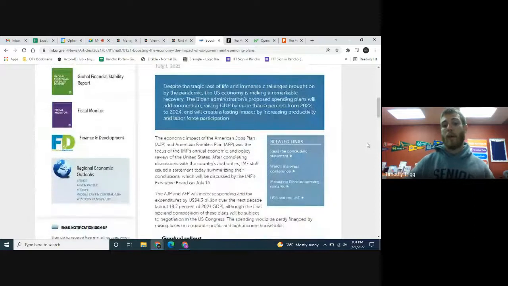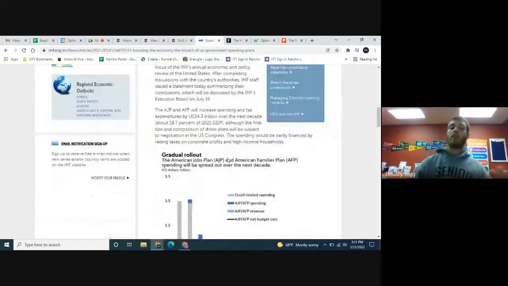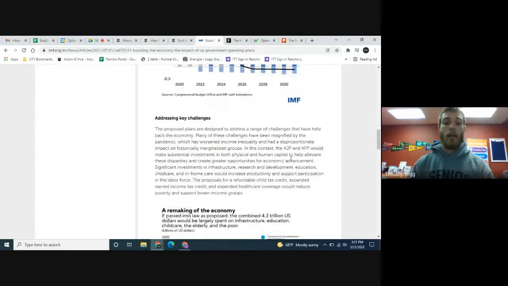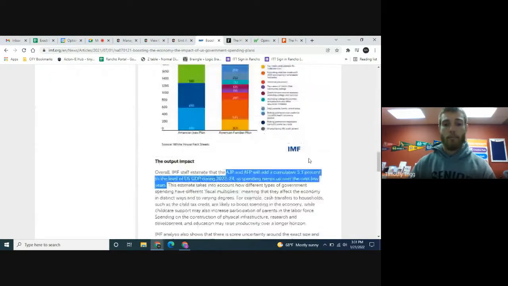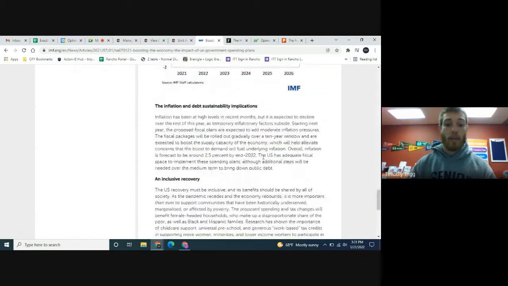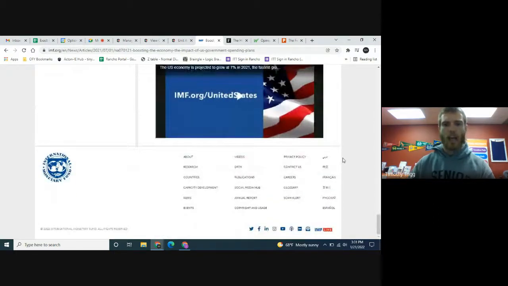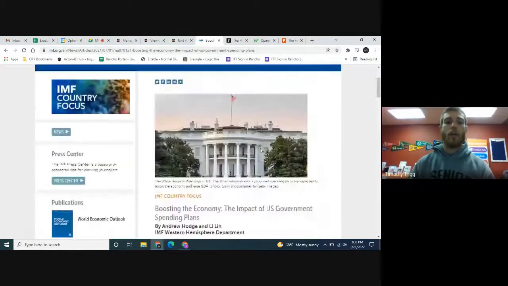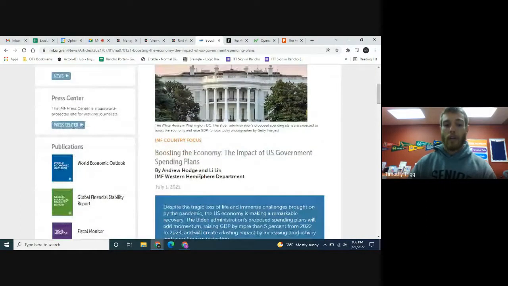There's also political biases. Generally, when it comes to government spending, the Democratic Party is usually for larger government and larger amounts of spending. So this author is most likely a Democrat. And so you can see that could be considered a bias, right? A lot of times you could also look up the author and see what other things they have written. Okay. In this case, this was written by Andrew Hodge and Lee Lin.